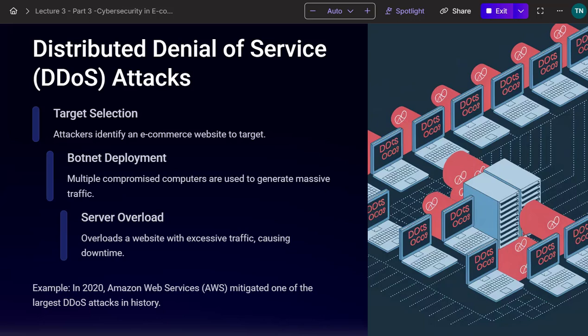In 2020, for example, Amazon Web Services mitigated one of the largest DDoS attacks in history, demonstrating the scale and sophistication of this type of attack.